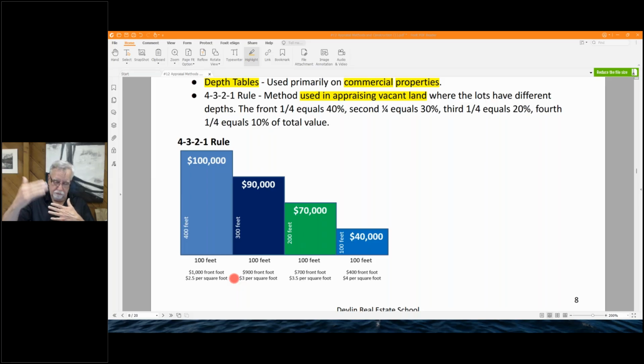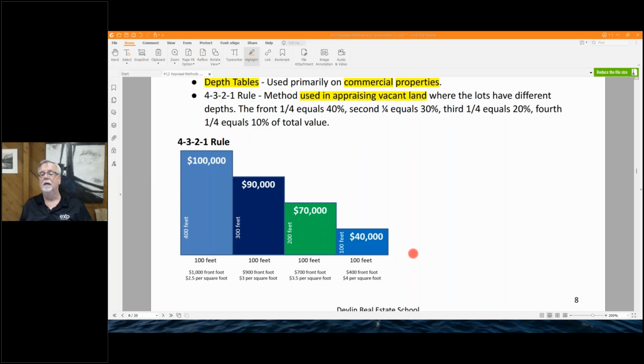Because there's a certain point where you reach the point of maximization. Going deeper, the back half is not worth as much as the front half. The third one is still 100 feet across, 200 feet deep. It's worth $70,000. It's $700 a front foot, so it's worth a lot less per front foot. But notice it's worth a lot more per square foot because it's on more valuable land.